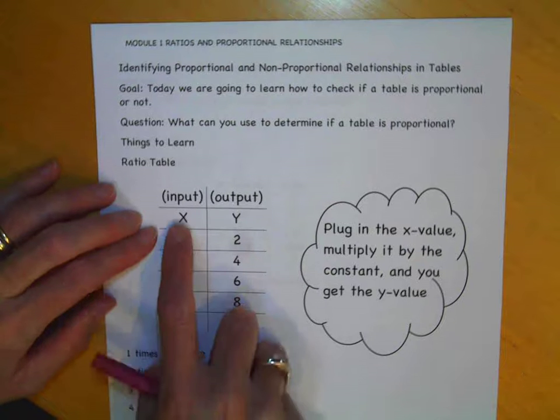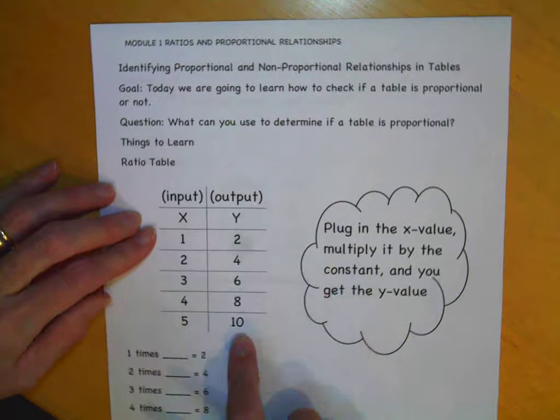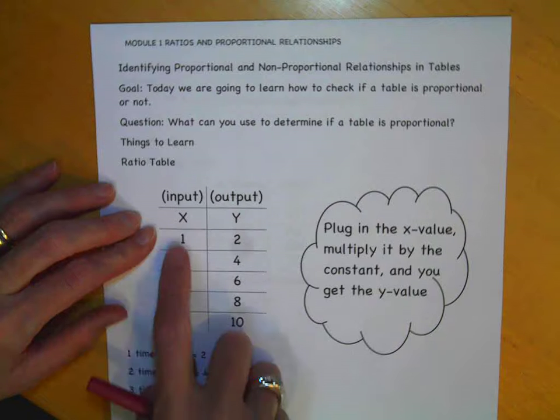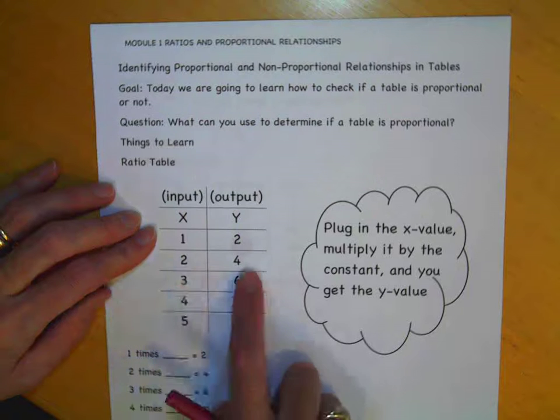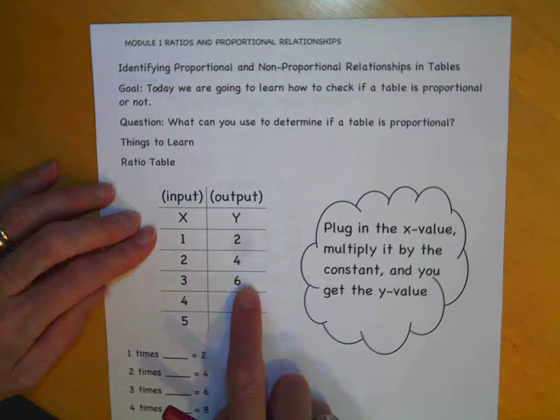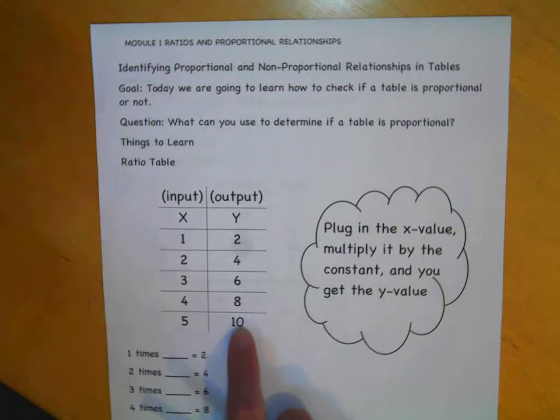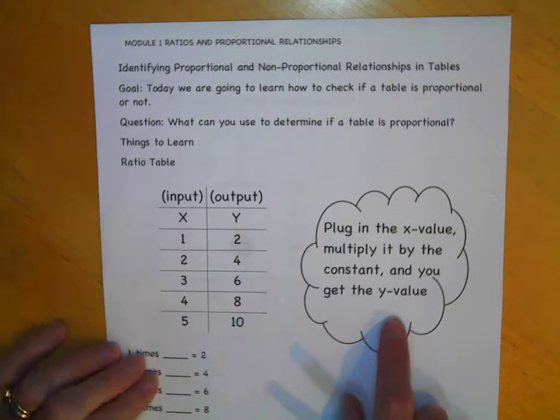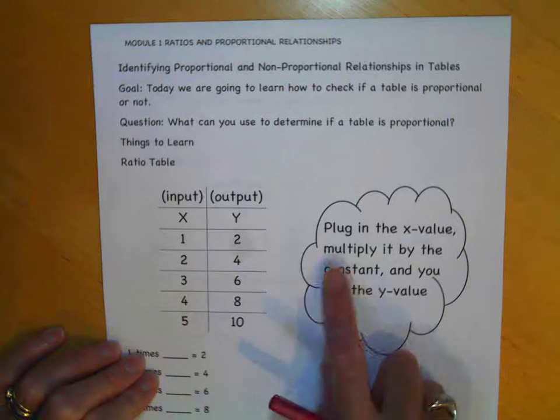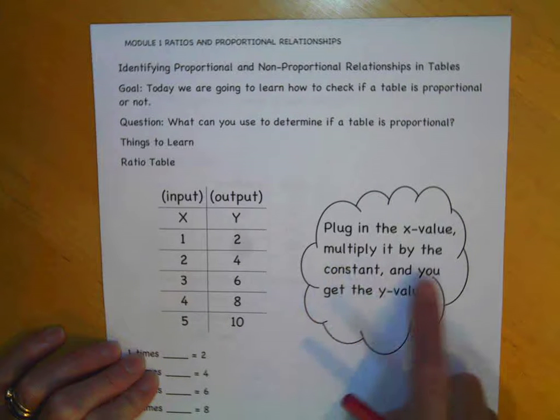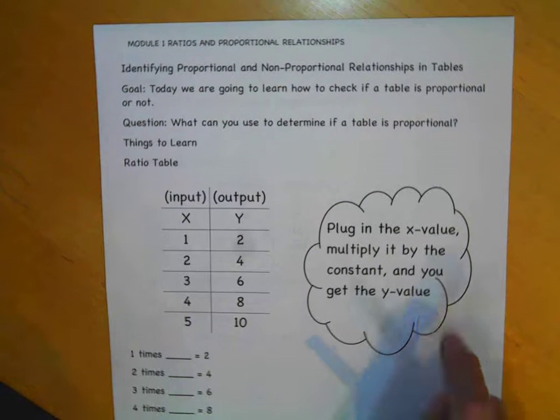Usually your X values are on the input side. Usually the Y values are the ones that result, so we changed the X and we got the Y. So this little cloud is here to help us remember the rule. Plug in the X value, multiply it by the constant, and then you get the Y value. And that's basically the rule that happens.